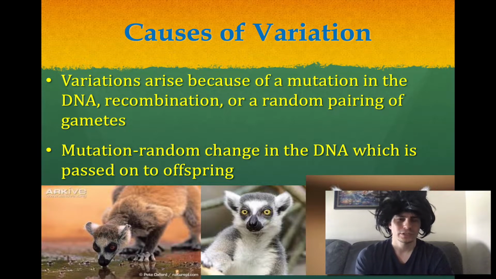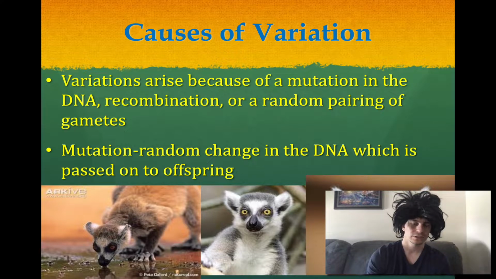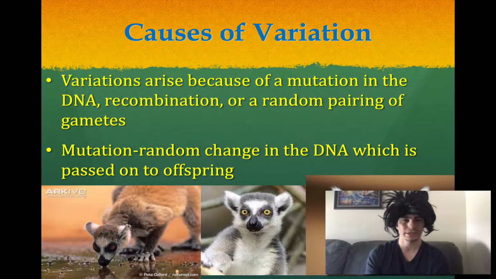All right, so there are different causes of variation, guys. We want variation. We want those rainbow trout to be some bigger, some smaller, most right in the middle. Variations are going to arise in any population, and like I said, we want those variations to continue. So here are different ways that variation can occur.